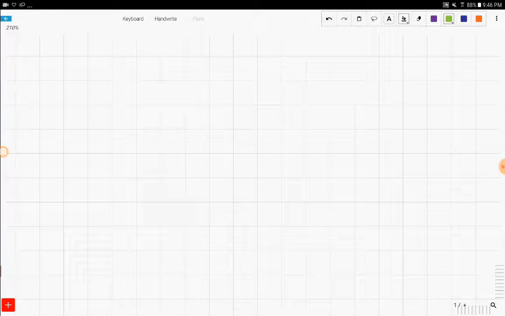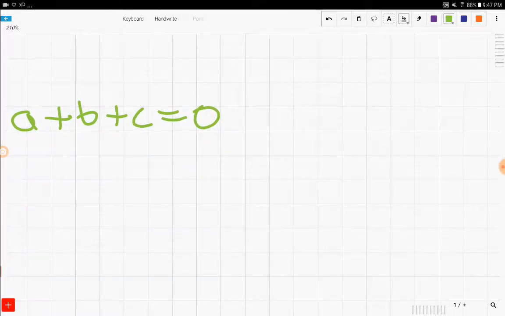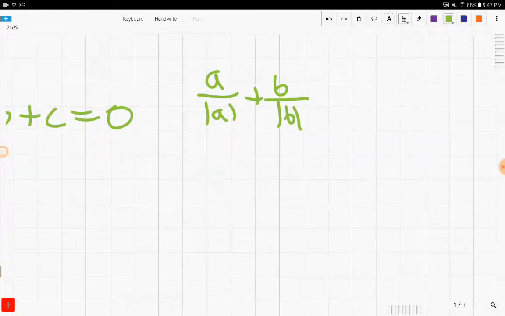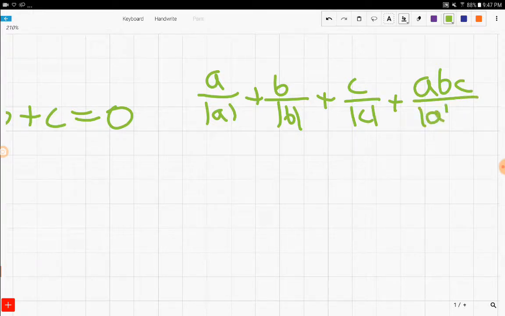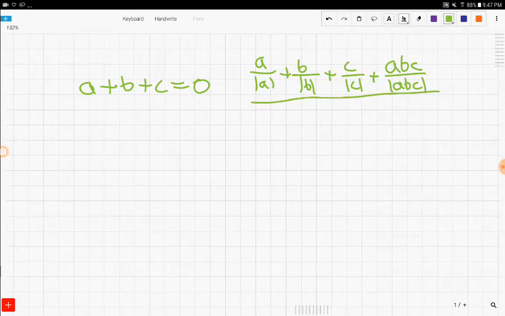It gives you two equations, and A, B, and C are supposed to be either positive or negative. And it says A plus B plus C equals 0, and at the same time A over the absolute value of A plus B over the absolute value of B plus C over the absolute value of C equals, plus ABC over the absolute value of ABC. And what the problem asks is, how many values are there for this?